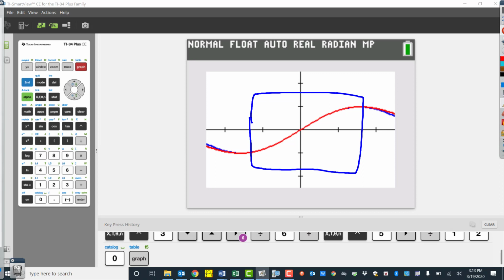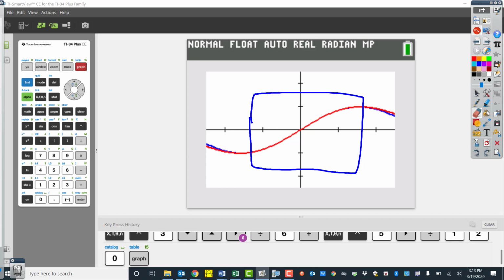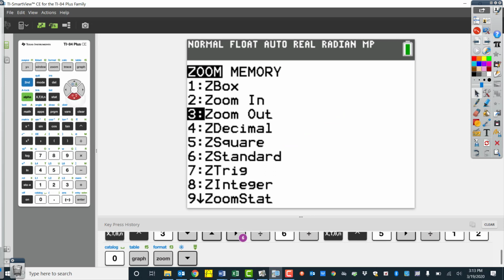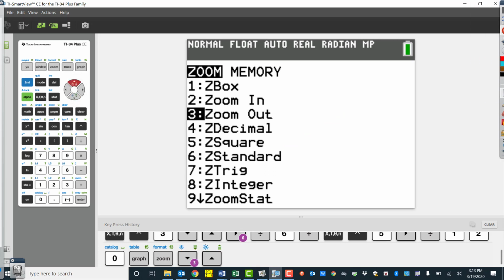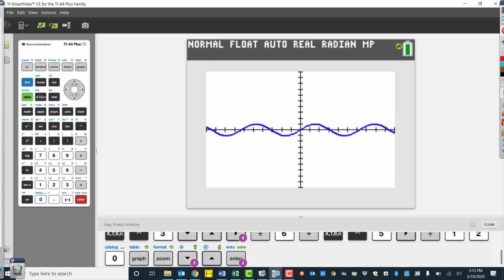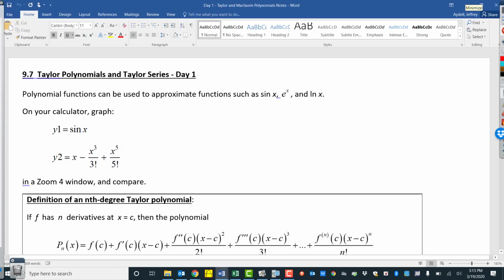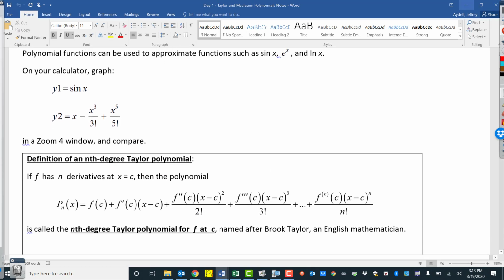But if we were to take the time to zoom out a little bit more, we'd notice that it doesn't stay a great approximation. So let me zoom out a little bit. We notice that it's only a good approximation right there. This is the whole idea behind Taylor series and Taylor polynomials. They are approximations for whole functions that we may not normally have a polynomial for.